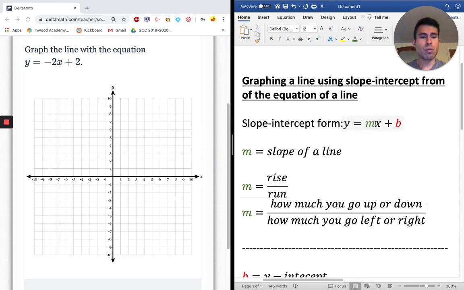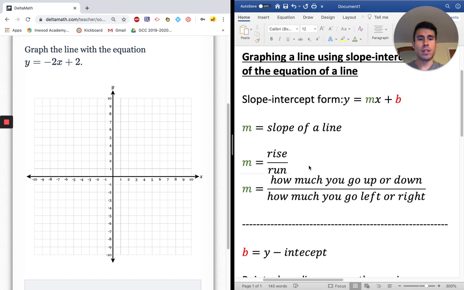So here, y equals mx plus b. Notice the m, the slope, is the number in front of the x variable. In other words, it is the coefficient of the x variable. So if we compare the slope-intercept equation right here with the equation of the line given on my problem, I look for the number that is in front of the x variable. So the number that is in front of the x variable is a negative 2. Okay, it is negative 2. Don't forget about the signs. It's very important. Okay, so my slope is negative 2 in this case.